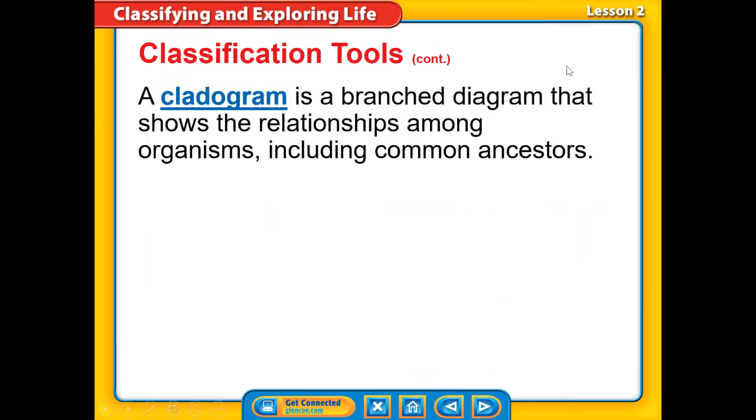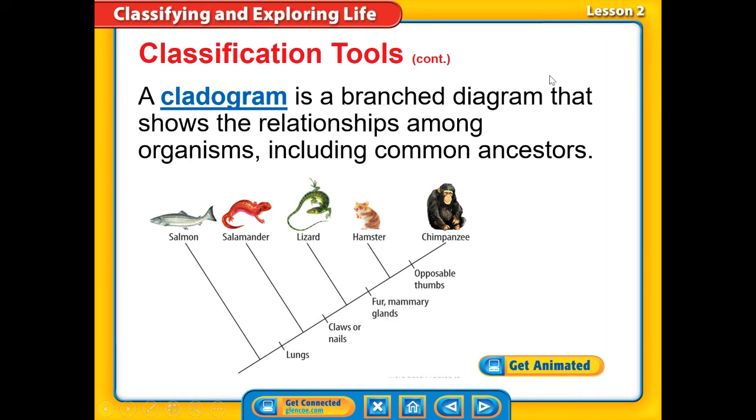Another tool is called a cladogram, and that's a branch diagram that shows the relationships among organisms, including their ancestors. So if we're looking at this picture, on the top we've got a bunch of different animals, and then going up diagonally we have a list of characteristics. As you travel further up, you have more characteristics that are added, and the animals that branch off on this one, they branch off in between these characteristics.